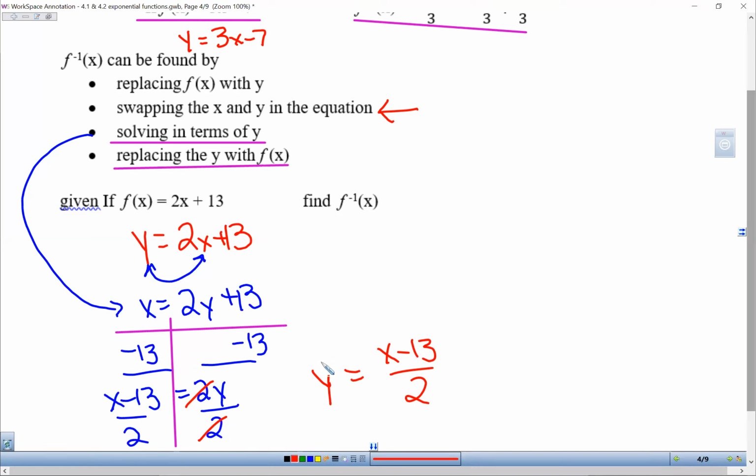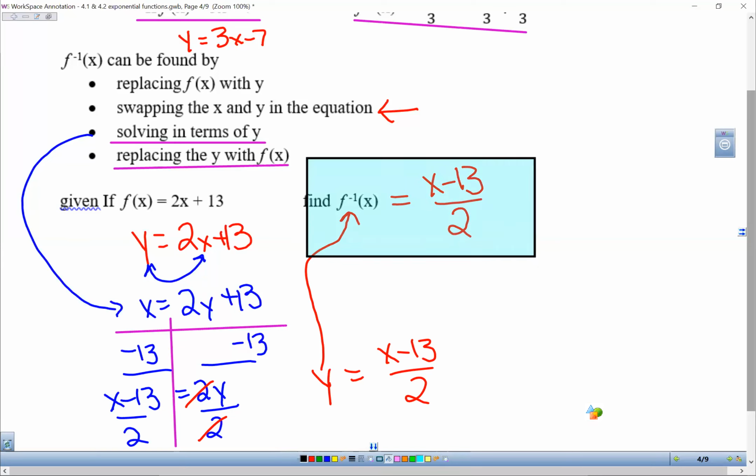And then we're going to replace the y with the inverse of x, or put it back in function form. So the inverse function of x is x minus 13 all over 2. And again, work carefully, copy your numbers carefully, and you should get your inverse.